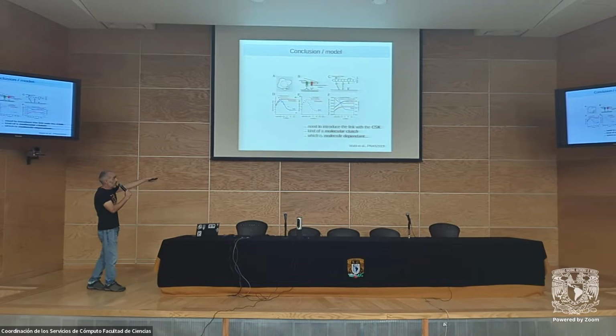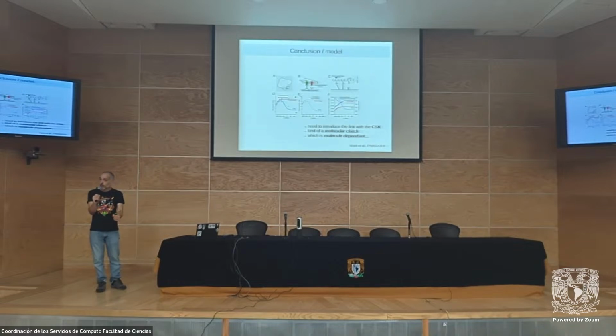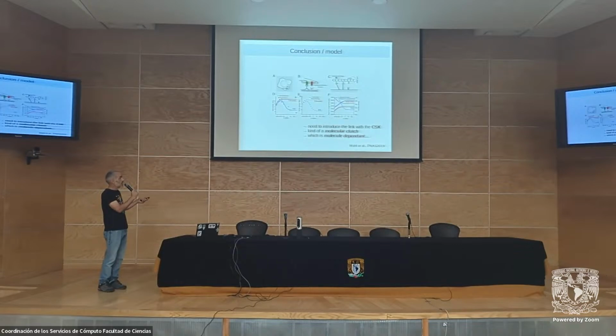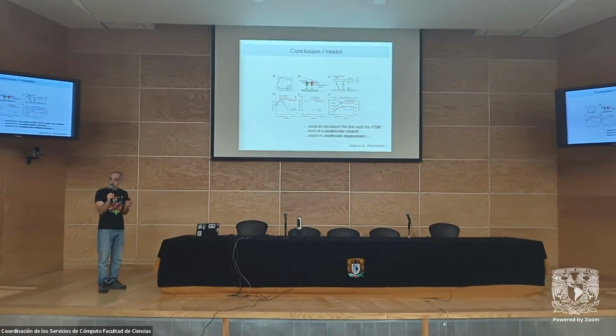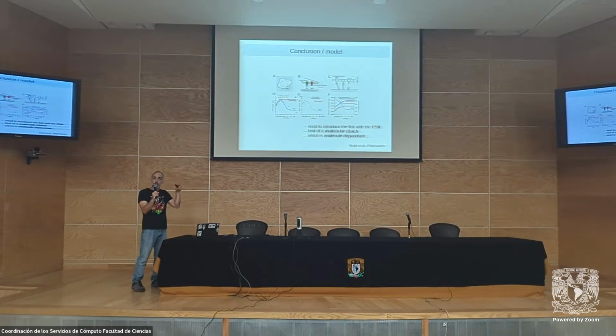So you need to introduce this link that is kind of a molecular clutch, like what you have for changing wheels, changing speeds in the car, and it is molecule dependent. That means that we need to know what's going on inside the cell, what is the link between the recognition molecules and the cytoskeleton. But how do you look at this?